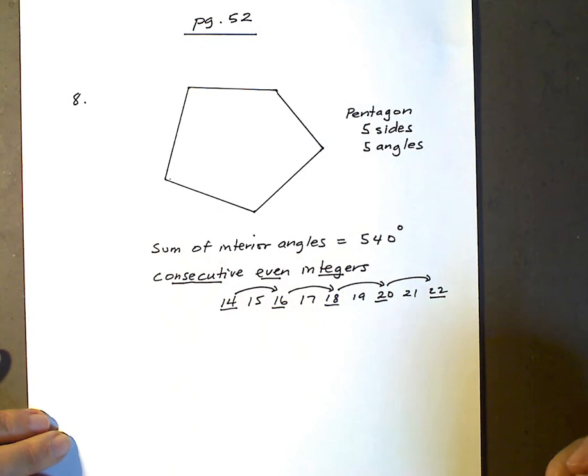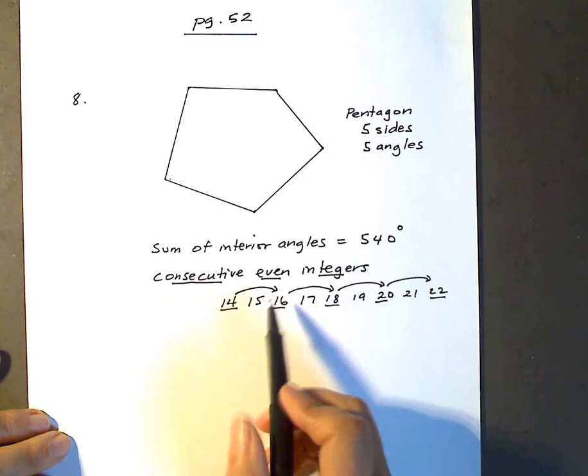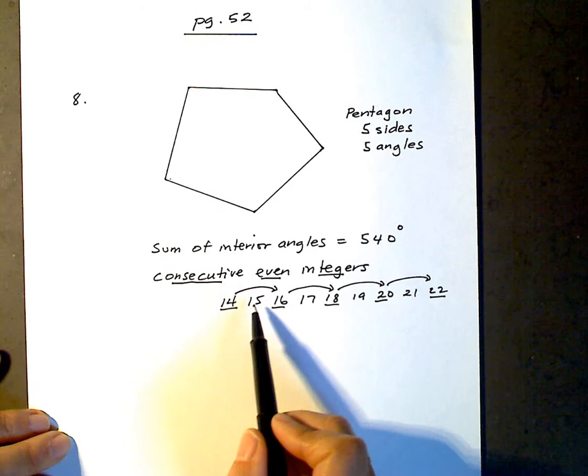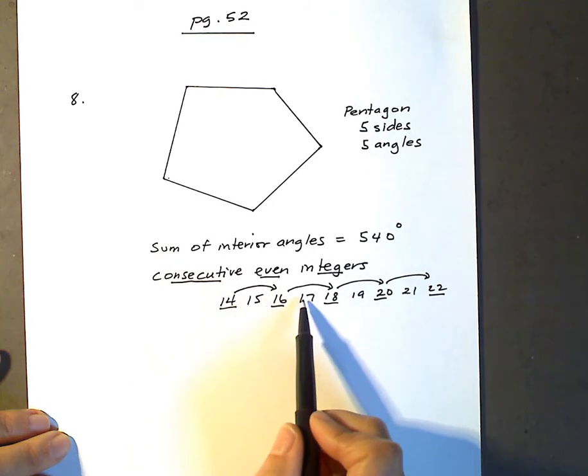The same would be true if I wanted consecutive odd integers. I'd start on an odd number, add 2 to get to the next odd number, etc.